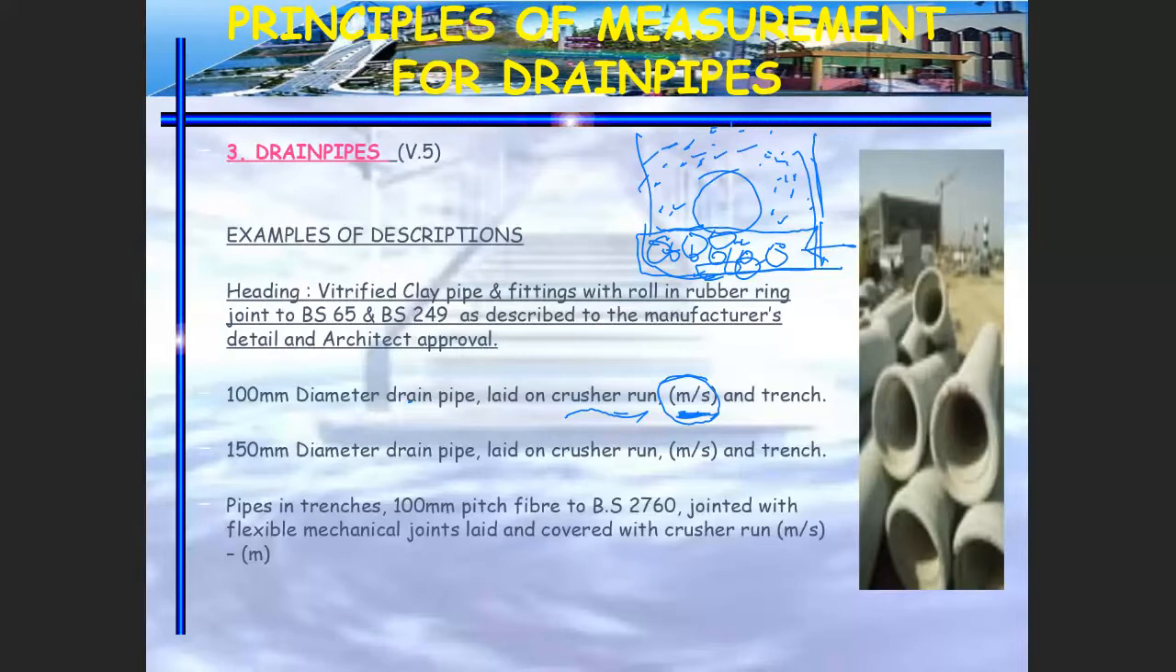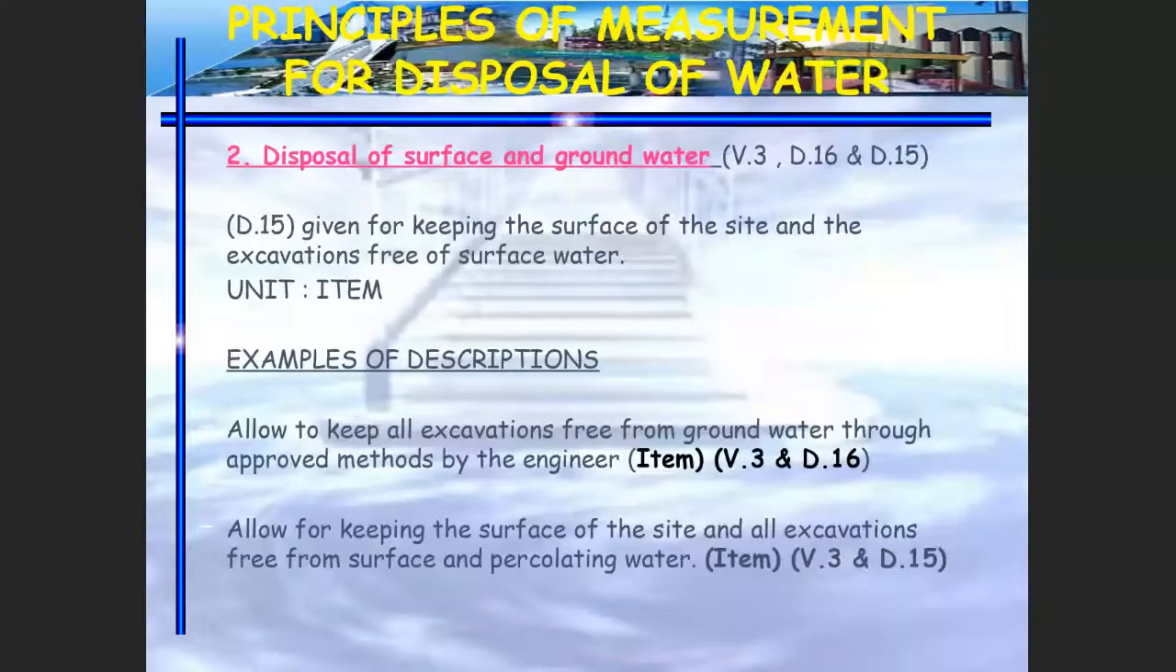This is another example for the different type and diameter for the pipe. And then another example is using other than VCP: 100 mm pitch fiber, jointed flexible mechanical joint. And then you can see here covered with the crusher run. The word covered means the whole area is being covered with the crusher run. Same like your detail in your drawing.